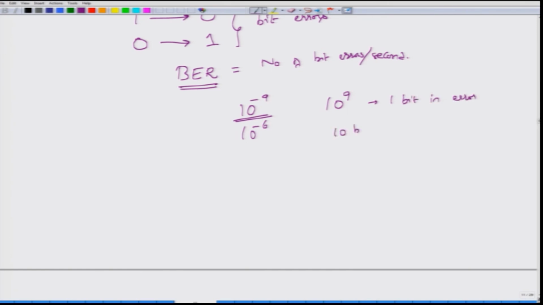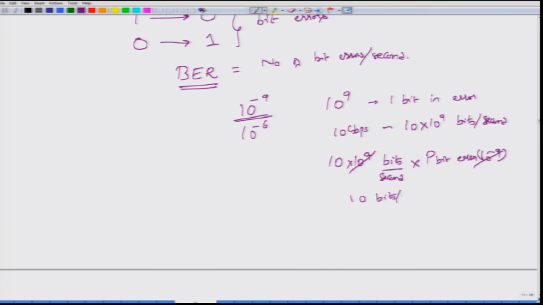If the bit rate is 10 Gbps, which means that you are transmitting 10 into 10 to the power 9 bits per second, and my probability of bit error is 10 to the power minus 9, then how many bits are there in error per second? Well, 10 into 10 to the power 9 bits per second, and probability of bit error is 10 to the power minus 9. So, when you multiply, this cancels out with this, and you are going to get 10 bits per second. So, that is the bit error rate. This is bit error probability.